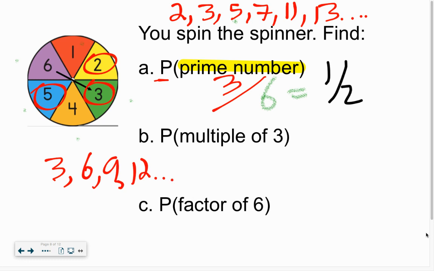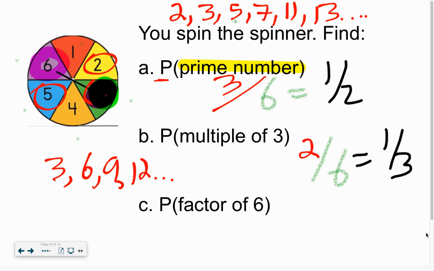How many of those numbers are on our spinner? When we look at that, I see a 3 here and a 6 over here. So that's where we get our favorable outcomes. There are 2 of them out of 6, which simplifies down to 1/3.